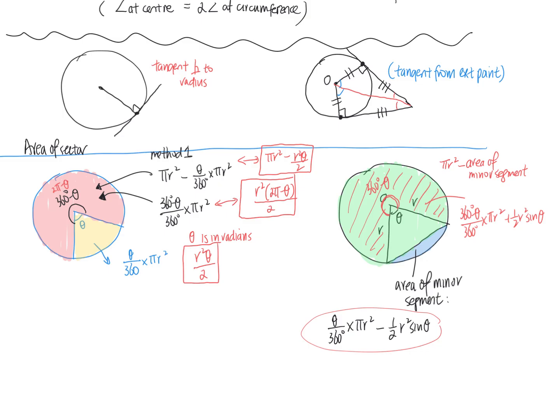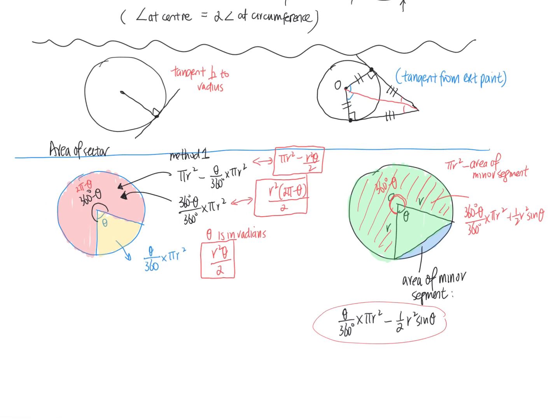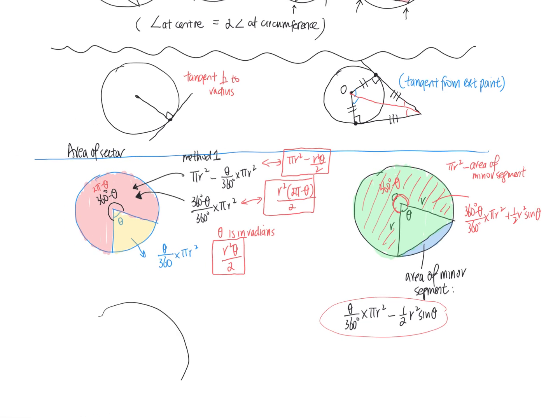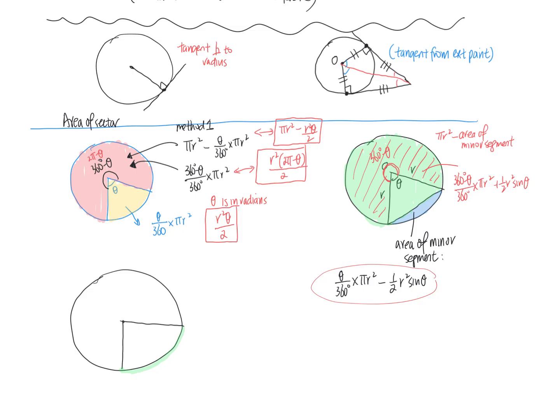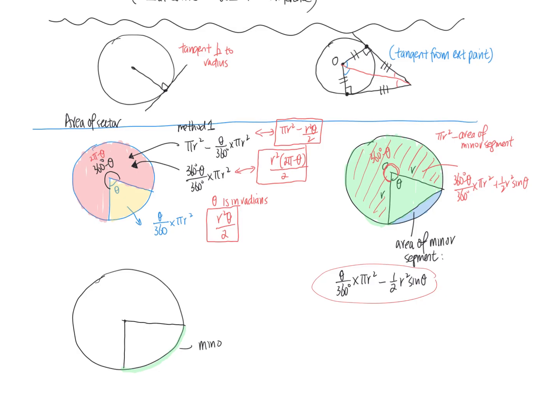Just now, circle property is chapter 10, this is chapter 9. Okay, then of course the last one is arc length. Means I only want the length. Let's say this one. So this is minor arc. So minor arc is just theta over 360 times 2 pi r. But if it's in radians, it's just r times theta. In radians.